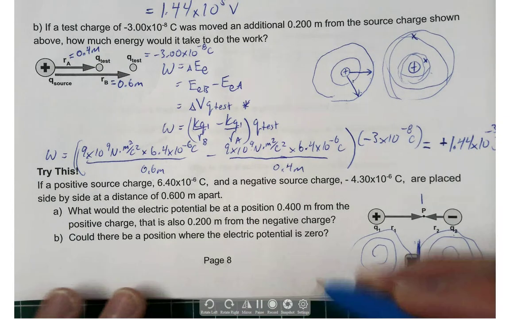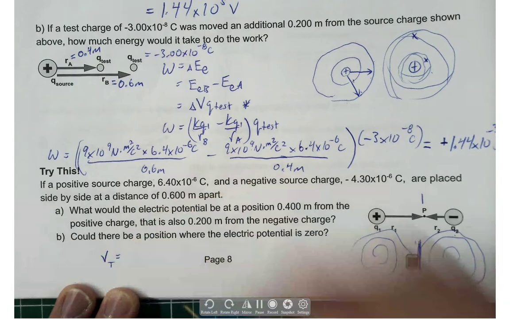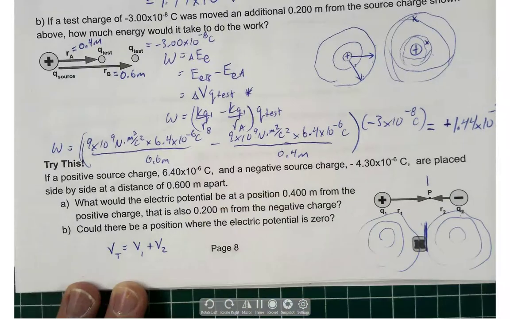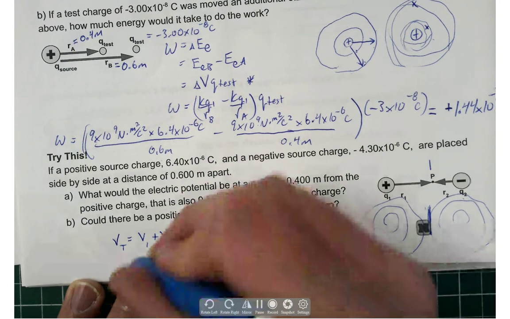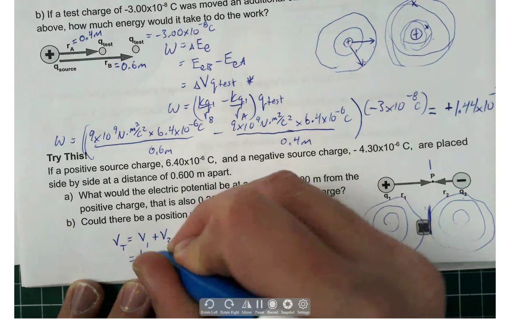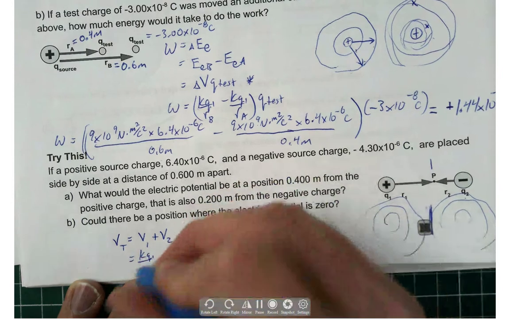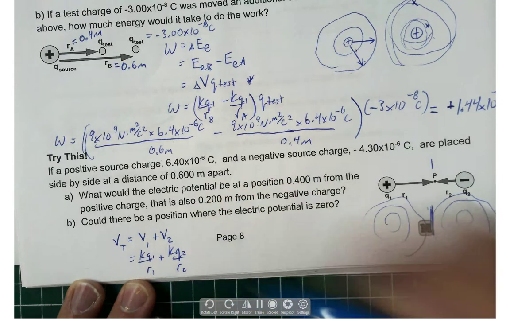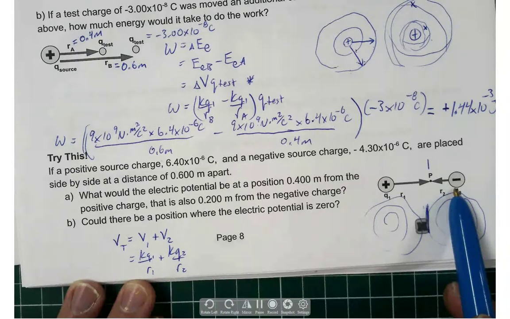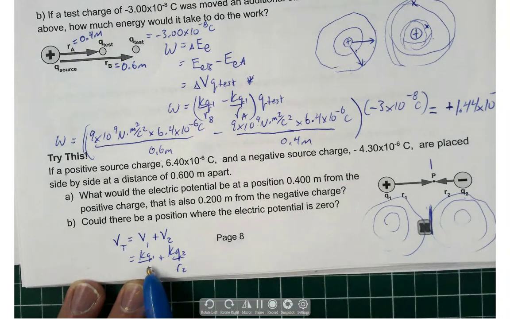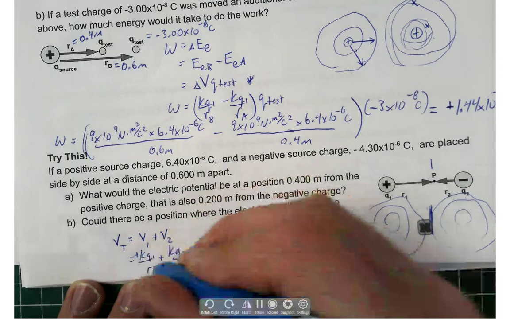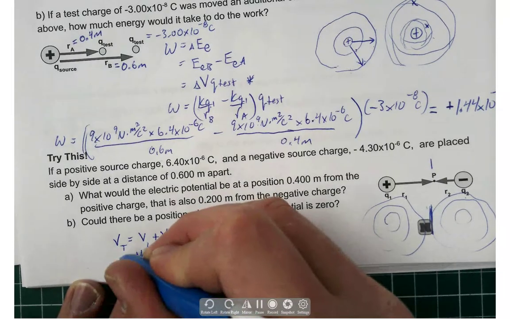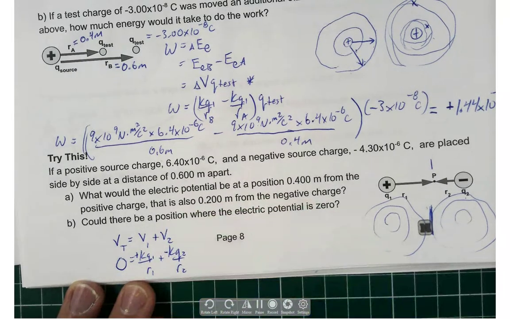And we would talk about there being a V total, which would be the sum of V1 plus V2 at a particular position. And we would expand out V1 and V2 to be KQ1 over R1 plus KQ2 over R2. But in this case, can you guys see that Q2 is going to be a negative value and Q1 is going to be a positive value? So that first term will be positive in the end and that second term will be negative in the end. And we'd like to figure out where they are when they zero out. So when the V total is equal to zero.